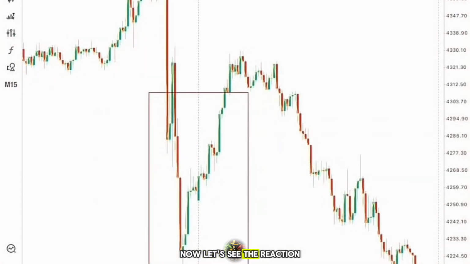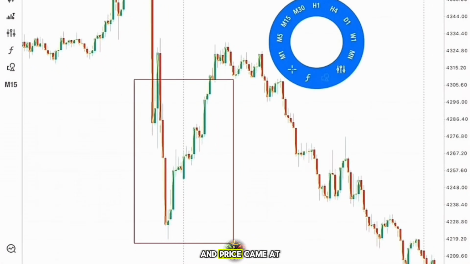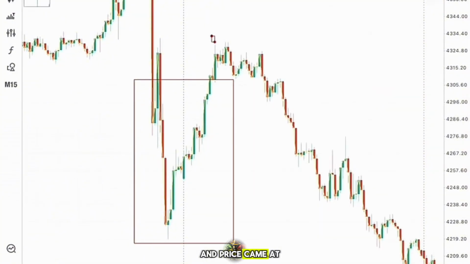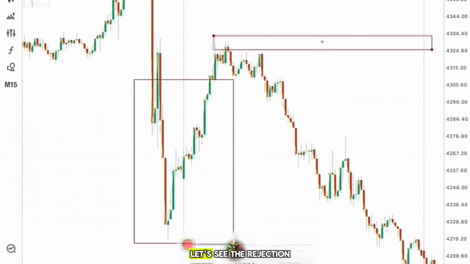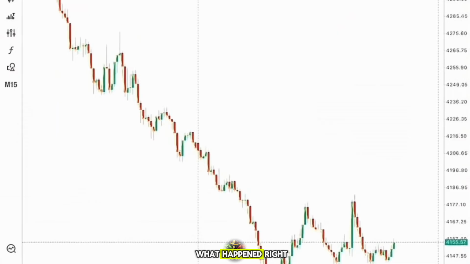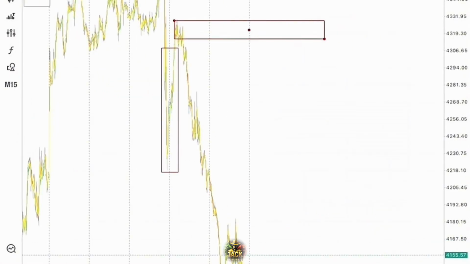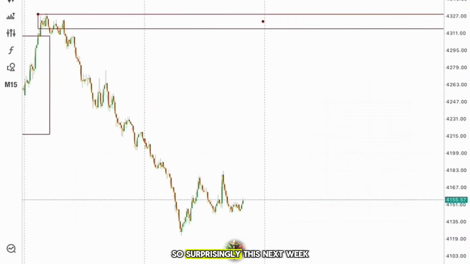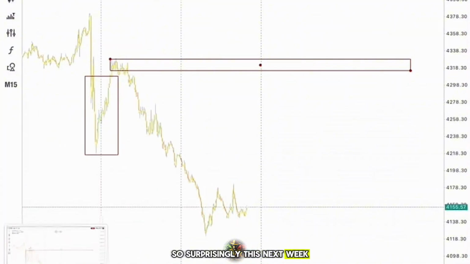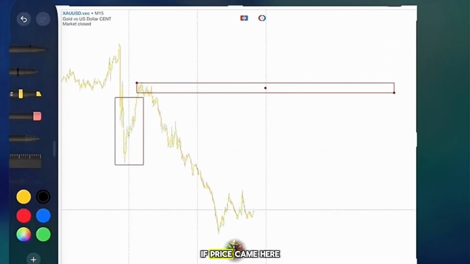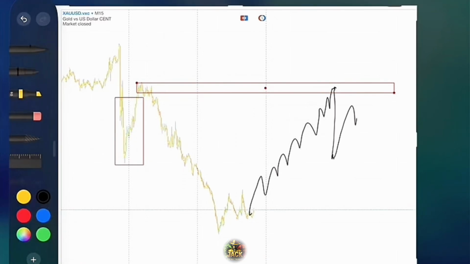Now let's see the reaction when price comes to this area here. All right, let's see the rejection. What happened? Right? So surprisingly, next week, if price comes here and then taps into this, it might have a bit of rejection, then it might go up. All right, we won't know, we can't know.